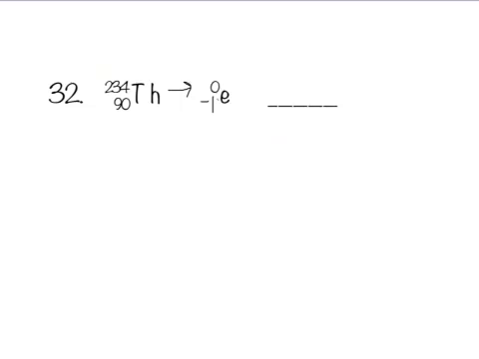Okay, to balance this nuclear reaction, you will notice thorium-234 undergoing beta decay because it's emitting a beta particle. So let's see, what number plus 0 is 234? Well, it's 234, the mass. And then what number plus -1 is 90? Answer, 91. So that makes this protactinium.